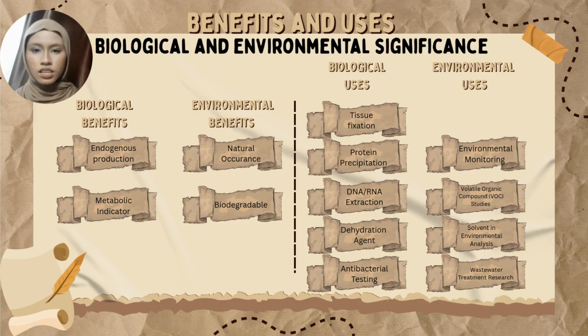Next is acetone uses in environmental significance. Firstly, environmental monitoring. Acetone is used as an indicator for industrial emission or atmospheric studies. Next, volatile organic compound (VOC) studies. Acetone is included in research on air pollution and VOC behavior in the atmosphere.